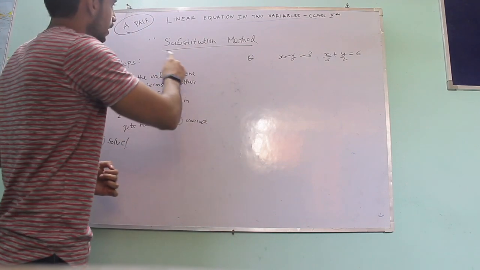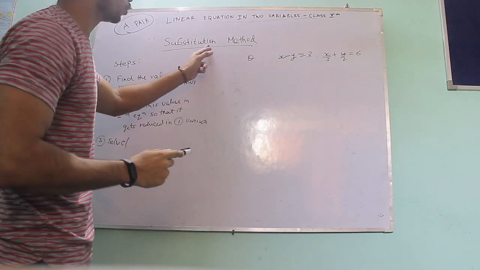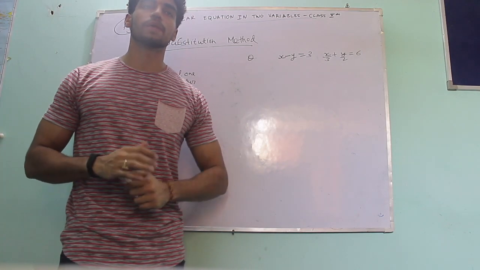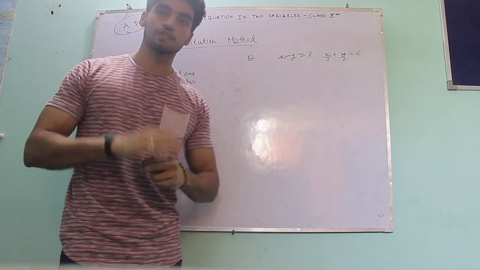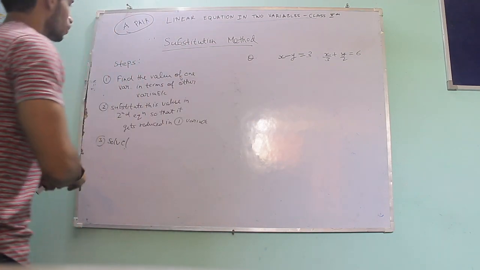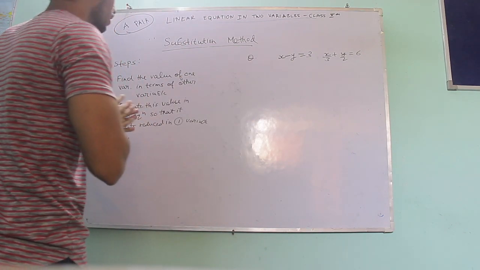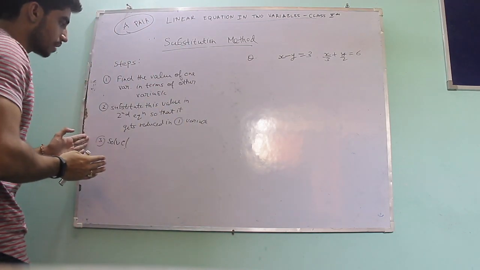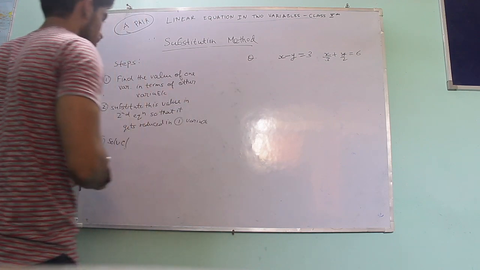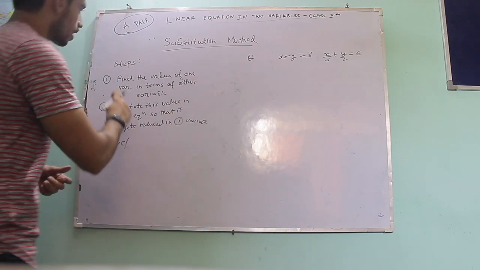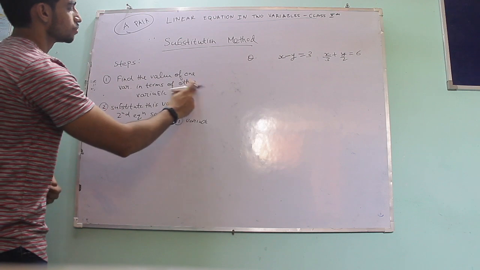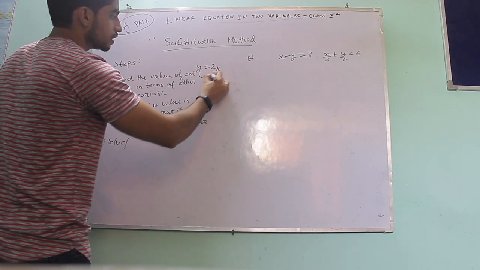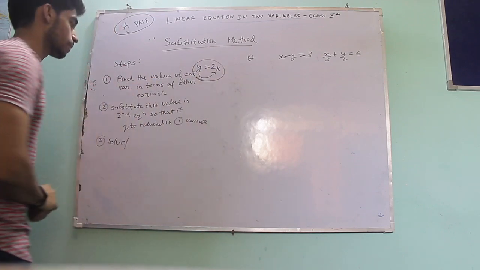So what does the name suggest here? The name suggests substitution. Suppose we are playing a football match, one of the players gets injured, we put in a substitute for him. So how will we find the solution by the substitution method? We will follow these steps in the question so that we can get the solution. The first step is to find the value of one variable in terms of the other variable. Suppose we have y is equal to 2x. This is one variable in terms of the other variable.